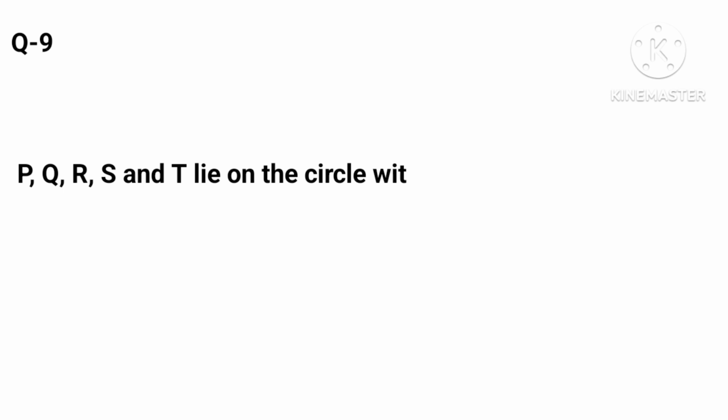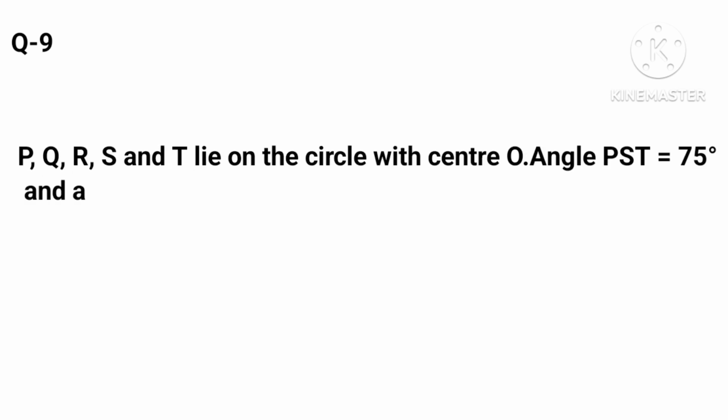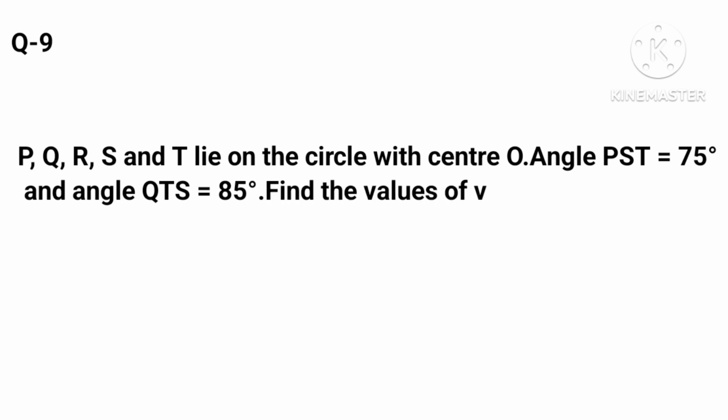P, Q, R, S and T on the circle with center O. Angle PST equals 75 degrees and angle QTS equals 85 degrees. Find the values of V, W, X and Y.